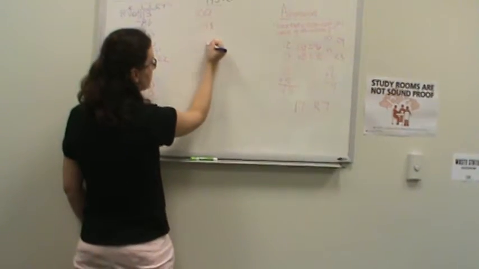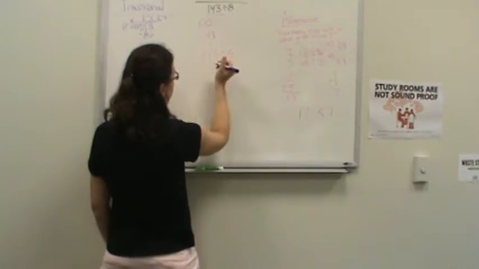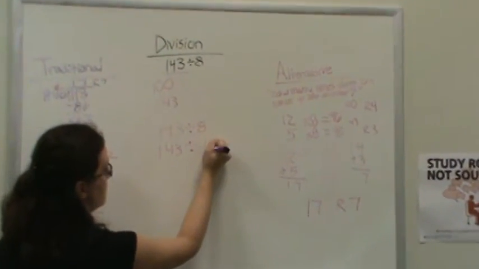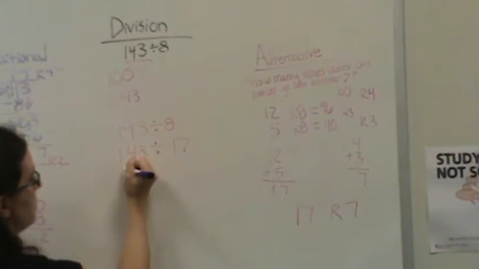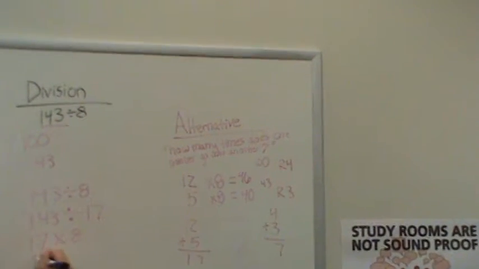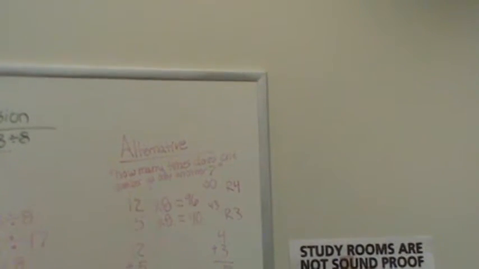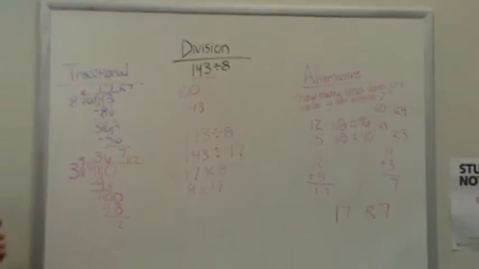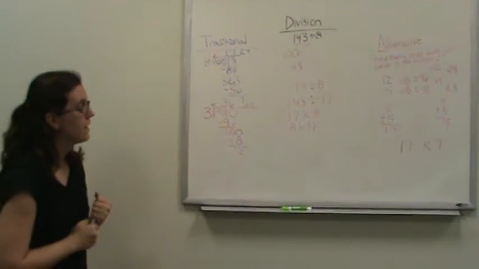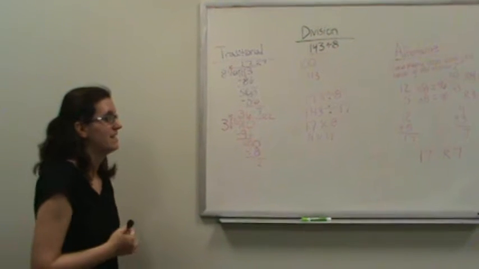So if you did 143 divided by 8, or 143 divided by 17, or if you did 17 by 8, no matter what, you will get the same answer whether you're writing it out as division or multiplication. I do want you to know both methods though, so I want you to practice this on your own, and you'll be able to do it in class tomorrow.